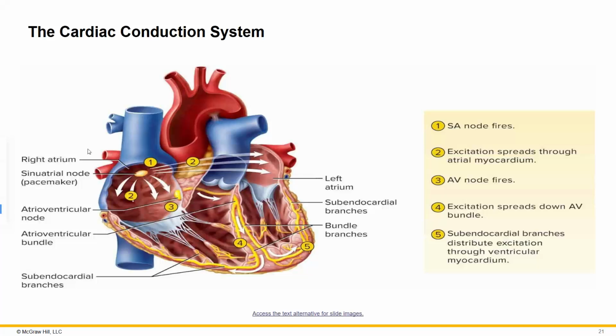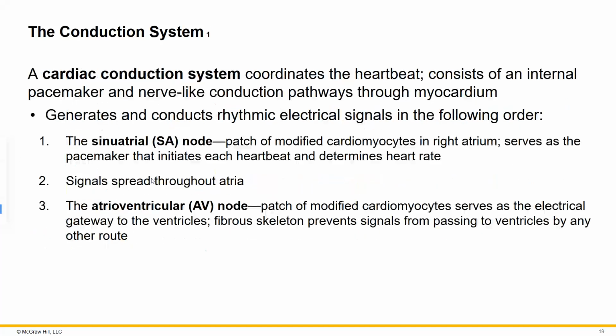Now, outside stimuli can stimulate this to increase its firing or decrease its firing. Or sorry, not decrease its firing, go back to normal firing. So it can be stimulated to be increased or to slowly go back down to normal. So the sinoatrial node is the patch of modified cardiomyocytes in the right atrium, which serves as the pacemaker and initiates each heartbeat that determines the heart rate.